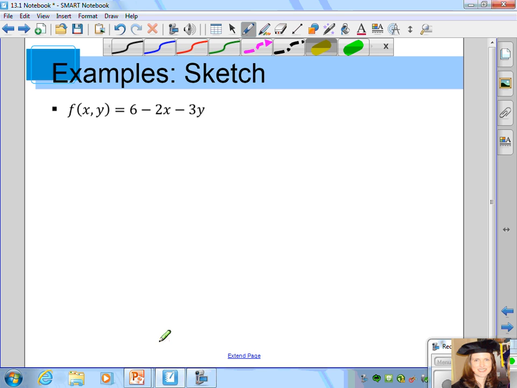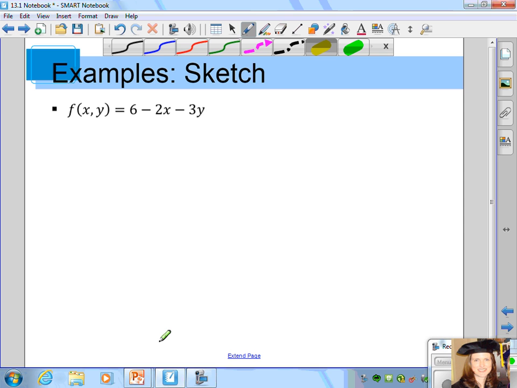Okay, for this example, we want to sketch. If we were asked about the domain, it would be all real numbers because there's really no restrictions for x and y. X can be any real number, and y could be any real number. You don't have any fractions to worry about dividing by 0, and you don't have any square roots to worry about taking the square root of a negative number. So in this case, the domain is all real numbers.